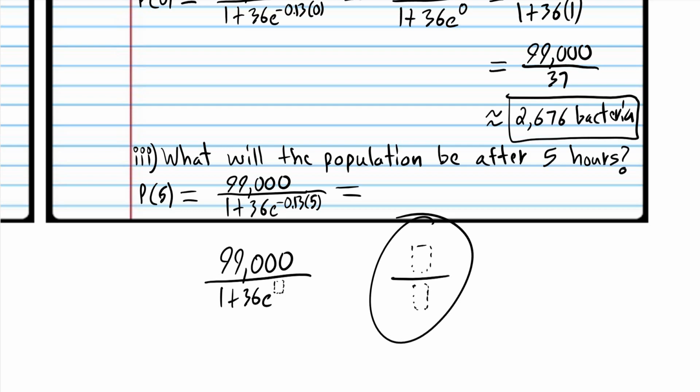Then we're going to enter negative 0.13 times 5, and then push the right arrow key. I always like to push the right arrow key to get out of the fraction so we can look at the fraction that we entered. So then you're going to press enter, and then you have your answer.